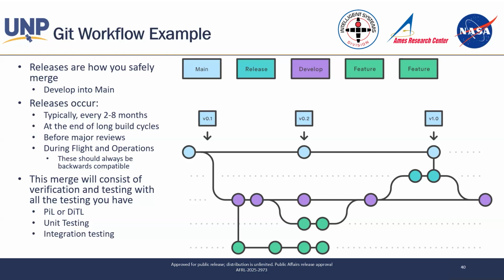And you're going to do this about once every 2 to 8 months. This is way less frequent than your feature branches, which you're going to be committing to maybe daily, maybe once every 2 days, depending on how often you're able to work on it. And you're going to typically be doing releases during flight and operations and before and after major reviews. And when you merge, and by merging is when these software branches come back together, that's when you'll do things like unit testing and integration testing and so on.